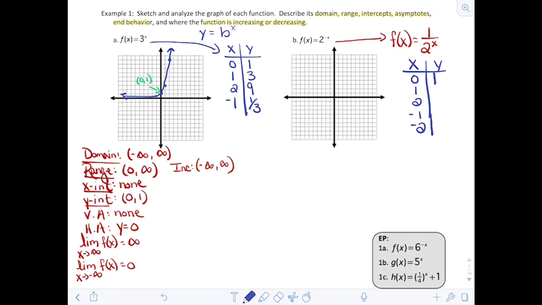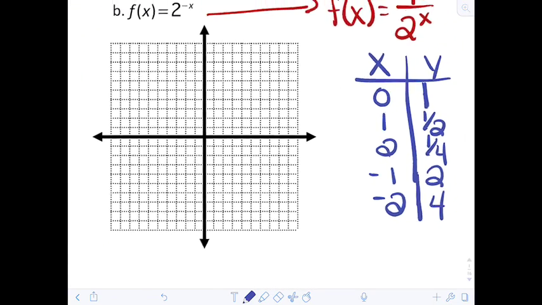1 over 2 to the first will be 1/2. 1 over 2 squared is 1/4. 1 over 2 to the negative 1 is actually going to be 2. It's going to bring that value up into the numerator as 2 to the positive 1. And 1 over 2 to the negative 2 will become 2 to the positive 2, which is 4.